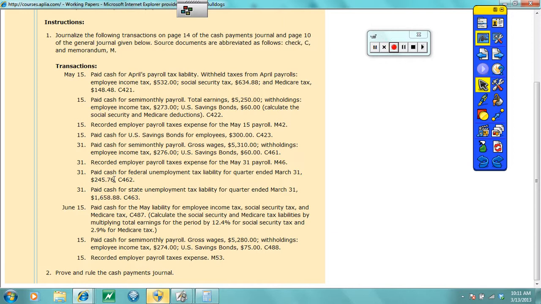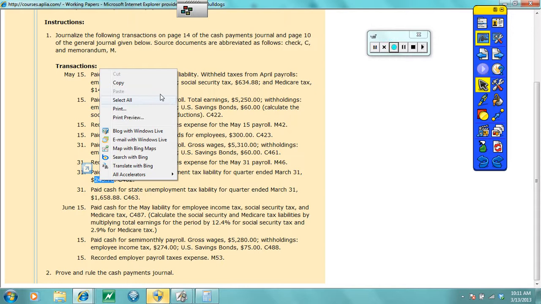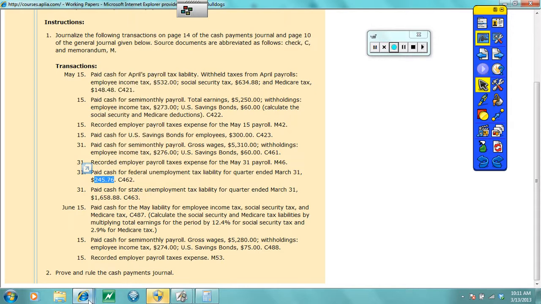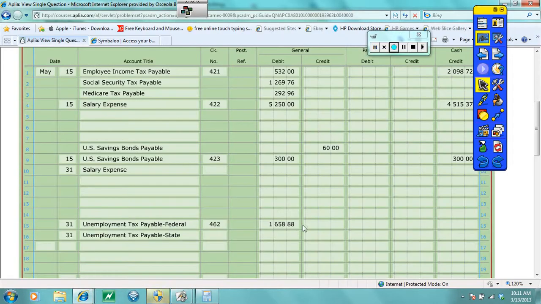Oops, I put the wrong amount in. Did you guys catch that? Hope you did. I forgot to keep that $1,658.88. Now, if I have a debit here, I must have a credit somewhere. I wrote a check, so that's pretty common. Cash has to be the credit, right?